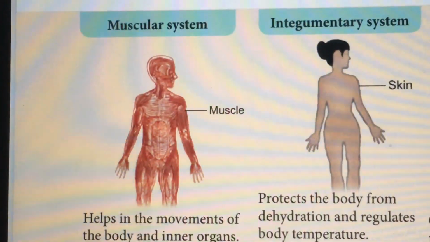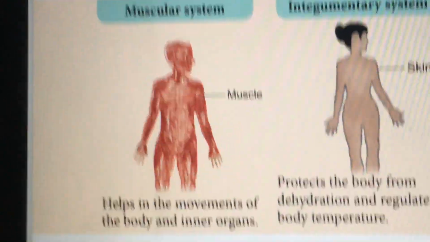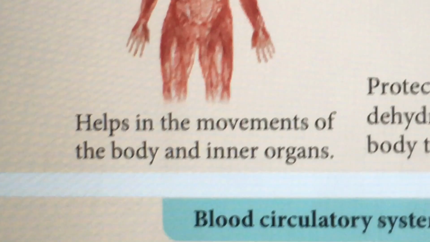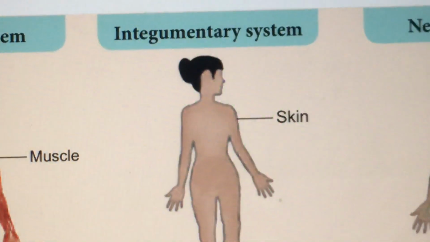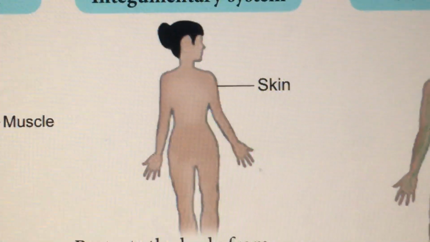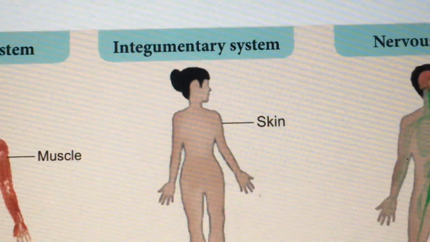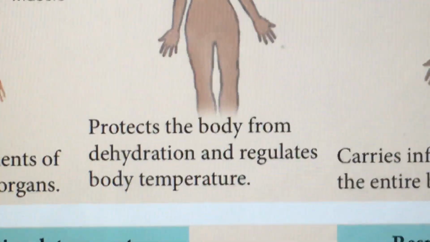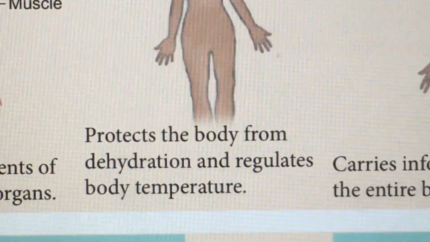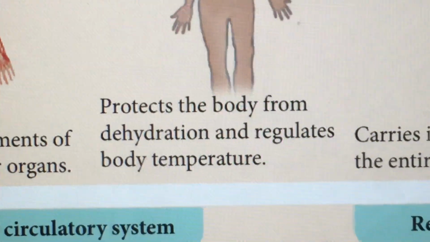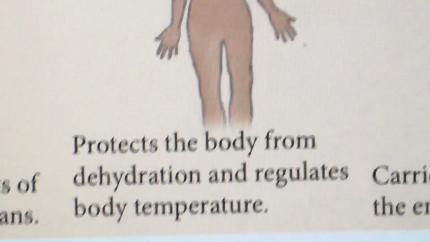Muscular system, we have the muscles, helps in the movements of the body and inner organs. Otot, sistem otot membantu pergerakan badan dan organ dalaman. Integumentary system, sistem integumentary, the skin is the only organ in the system. Kulit adalah satu-satunya organ di dalam sistem ini. It protects the body from dehydration and regulates body temperature. Dia melindungi badan daripada dehidrasi dan mengawal suhu badan.